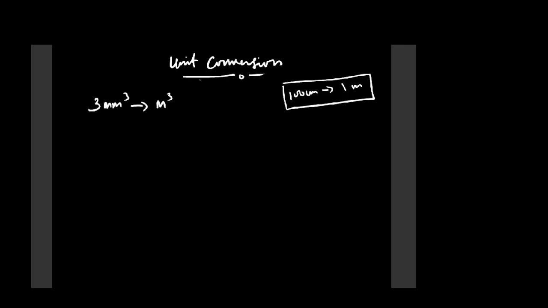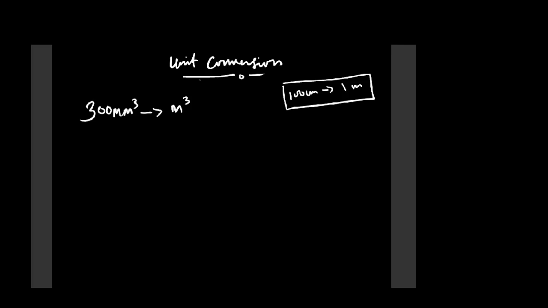Or let me increase this value a bit. I think it's too small. Let me say I have 300 millimeter cube. And I want to convert it to meter cube. So how do I do this?